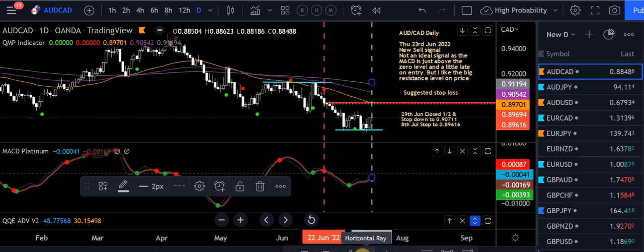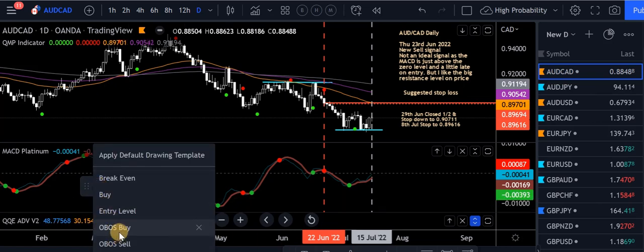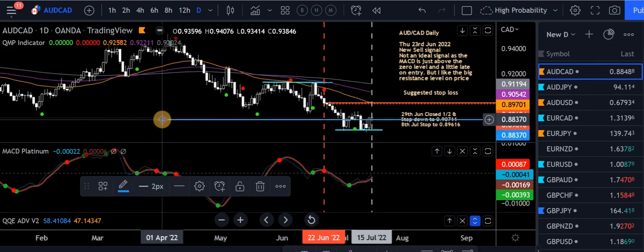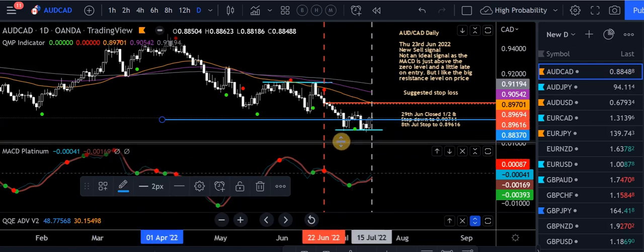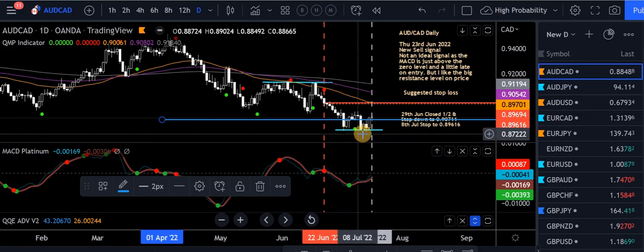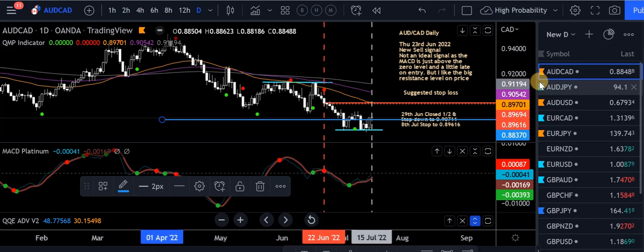The stop loss will be, if I find my lines here, I'm a shocker here, I can't find anything. All right, I don't know what's going on here, but the stop loss is just going to be below this low here somewhere. So that's the AUDJPY. That's the only new trade for Monday that I'm looking at.